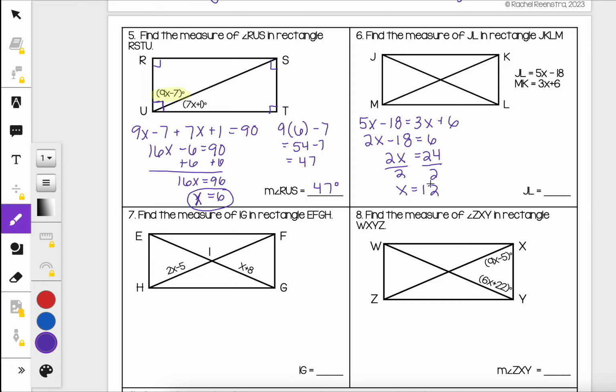Again, I want to take that value x equals 12 and substitute it into JL. So 5 times 12 minus 18. I have 60 minus 18, which is 42. So the length of JL is 42.